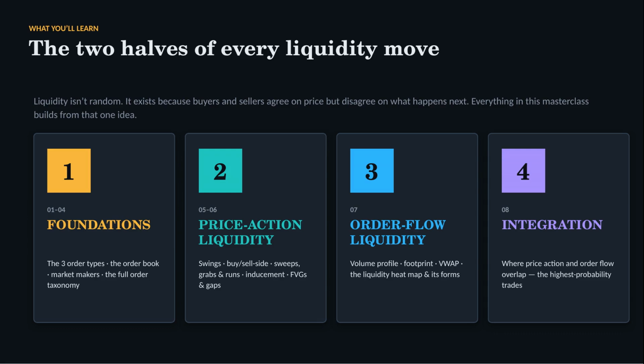Every liquidity concept splits into two families. On one side, you have price action liquidity, what you can infer just by looking at the chart, the swings and pulls and gaps. On the other side, you have order flow liquidity, what's actually happening in the orders themselves, the volume, the footprint, the heat map. Retail lives on the first side, institutions live on the second. We're going to cover both and then show you where they overlap.